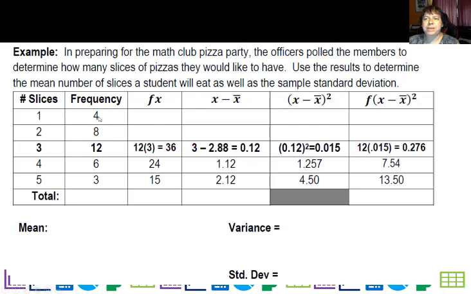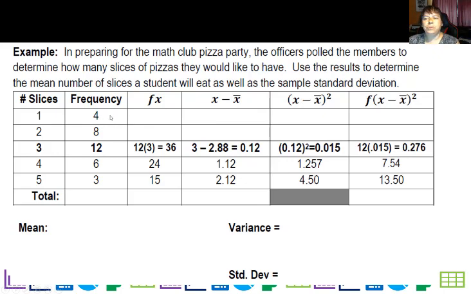This frequency thing here is telling me I have 4 students that want 1 slice. Now, if I had had a list of data instead of a frequency table, I would list 1 4 times, all right? Then I'd have to list 2 8 times. And it's much easier instead just to do the table. So how do I work with that?